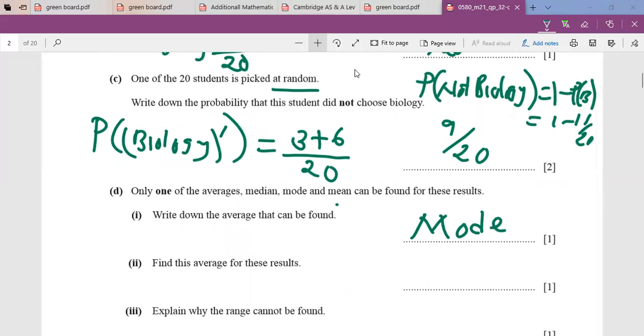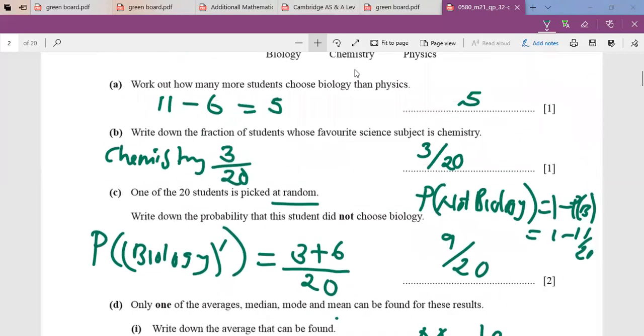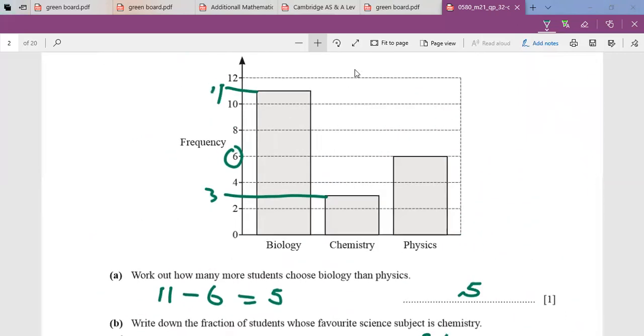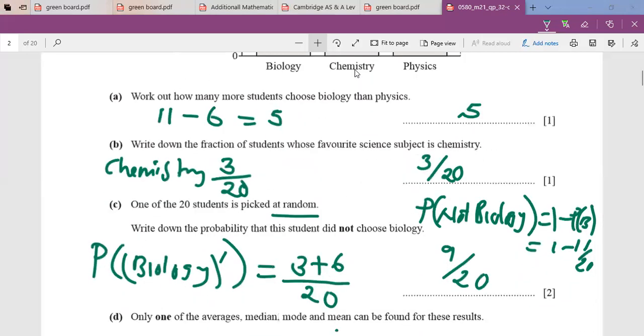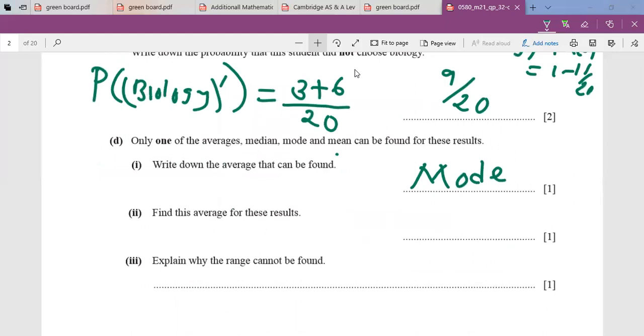So what is the mode here? Which subject has got the highest frequency? You can see that the highest bar goes up to 11, so that is our mode. But what subject is giving us the highest frequency? It is biology. So our mode is biology.